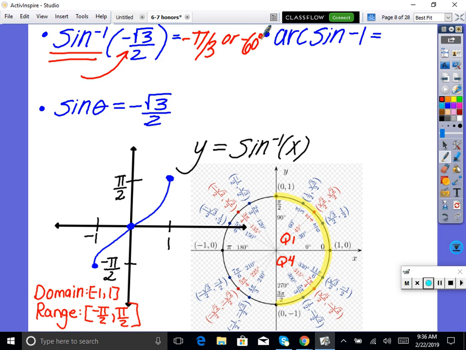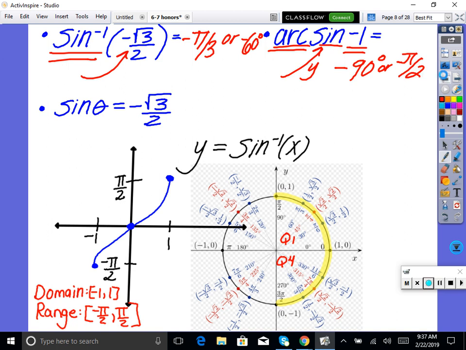Awesome. Okay, let's answer this one right here. What angle has a sine of negative 1? Now sine is y value, so this says what angle has a y value of negative 1? 270, and we can't answer it as 270. We have to call that negative 90 degrees, or negative pi halves, however they ask you to answer it. Is that kind of making sense?